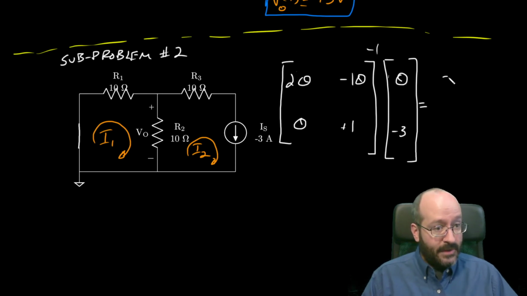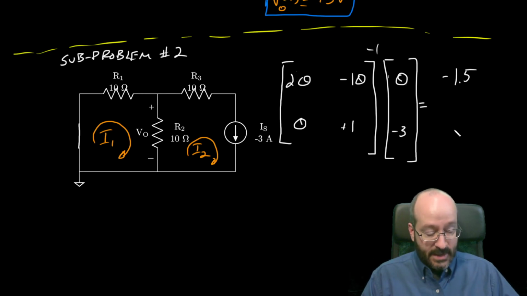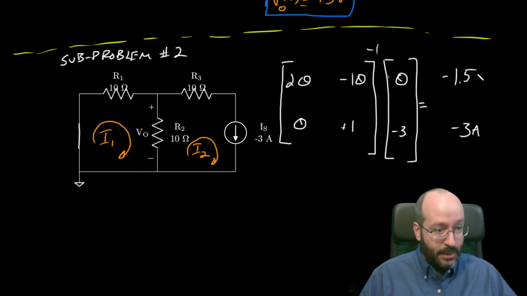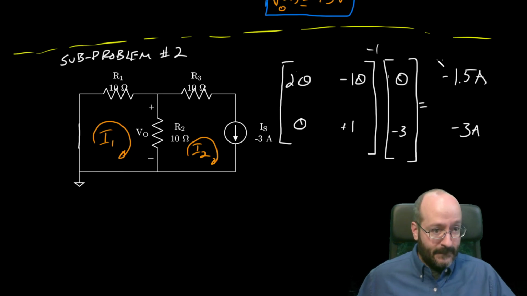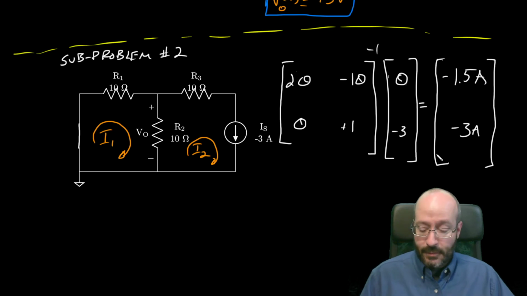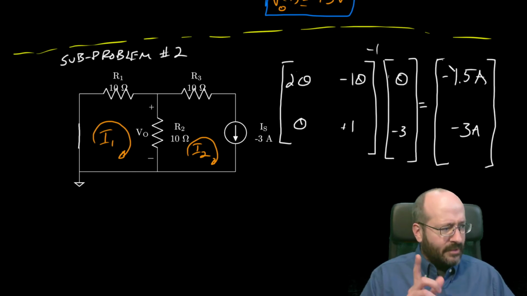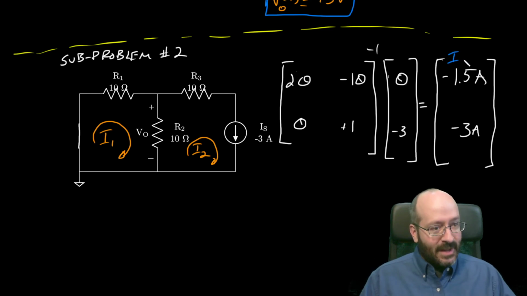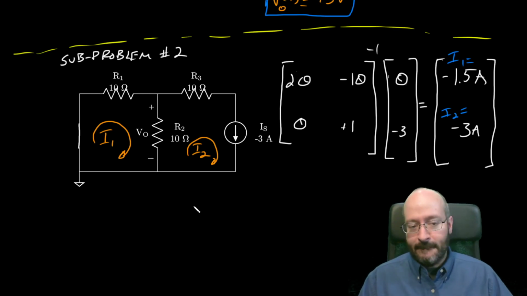So from that, we find that I1 is negative 1.5 and I2 is negative 3. Those are both in amps. Okay, I'm running out of space here. I'm still over my head. I like that. Graphically, not electrically. Okay, so this is I1 equals and I2 equals. I got a little short on real estate over there.